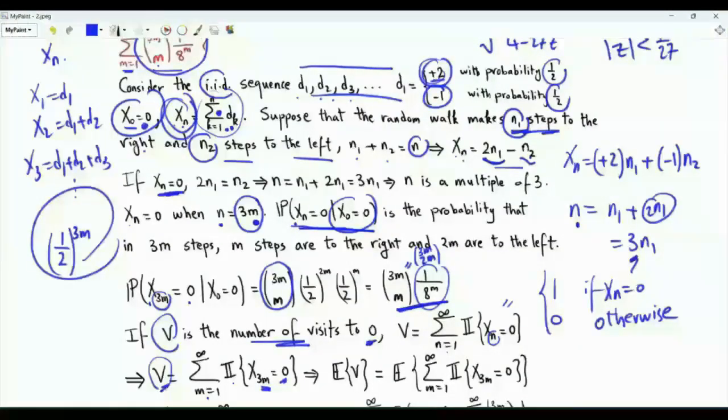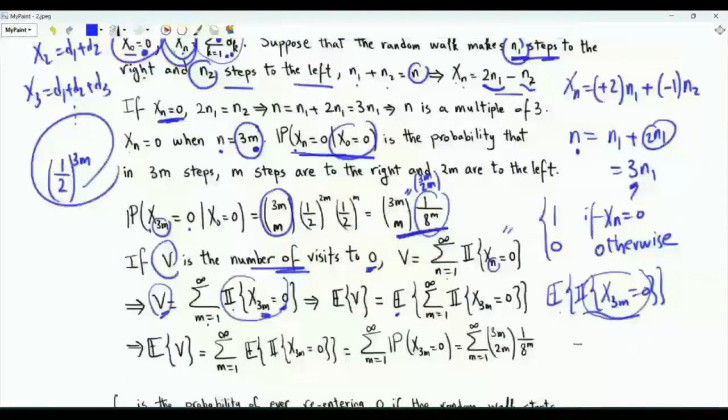What is the expected value of v? On average, how many visits to the origin occur? This is a non-negative quantity. By Tonelli, we can interchange the order of expectation and infinite sum. What is the expectation of the indicator x3m equal to 0? This is a Bernoulli random variable. The expectation is 0 times the probability that this indicator is 0 plus 1 times the probability that this indicator is equal to 1. This expectation is equal to the probability that x of 3m is equal to 0. And this probability is 3m choose 2m, or 3m choose m, divided by 8 to the power m.